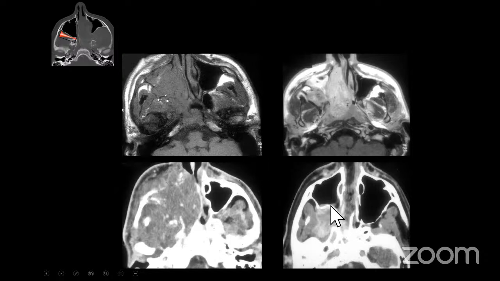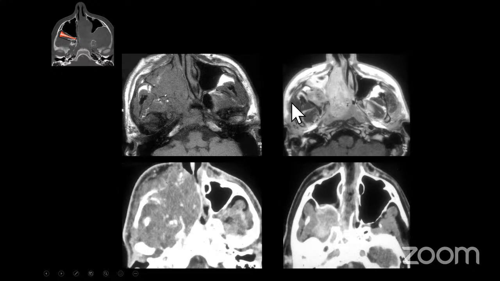Similarly, on CT, we can see there's anterior displacement of the posterior wall of the maxillary sinus in this case. This is densely enhancing, but this preservation of the bone in the right age group suggests the diagnosis of juvenile angiofibroma. And in this case, on the right, we can see very, very aggressive bone erosion. And this happened to be squamous cell carcinoma.